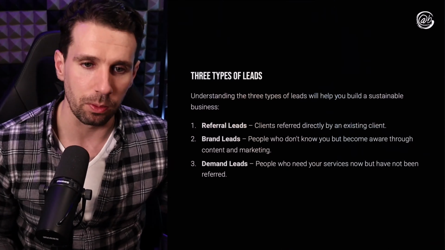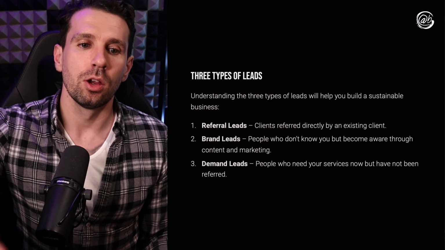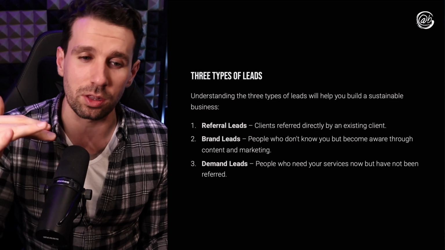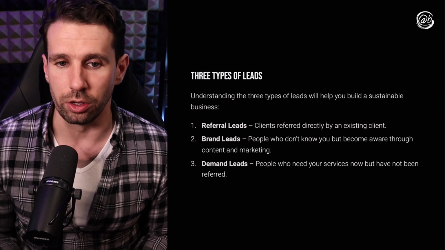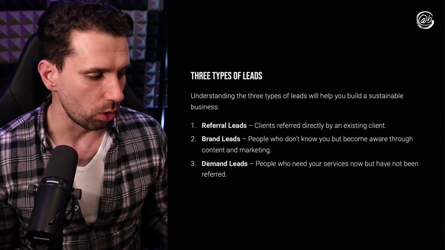The way that our system works and the way that my mortgage business mastery system works is that referral leads purely have a direct lineage. You can trace them back to where someone parted with money, gave you money, and actually used your service. Very important to differentiate that. Referral leads is the first one. The second one we have is brand leads. So these are people who don't know you, but they become aware of you through content marketing.